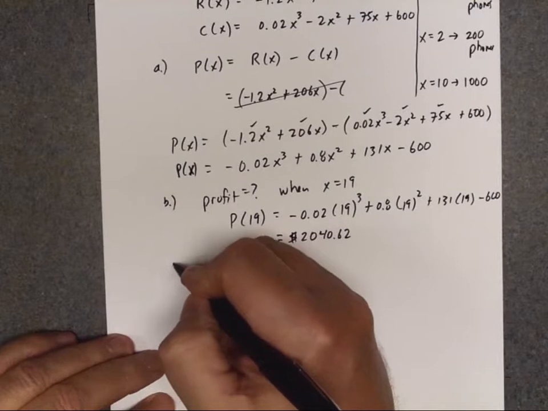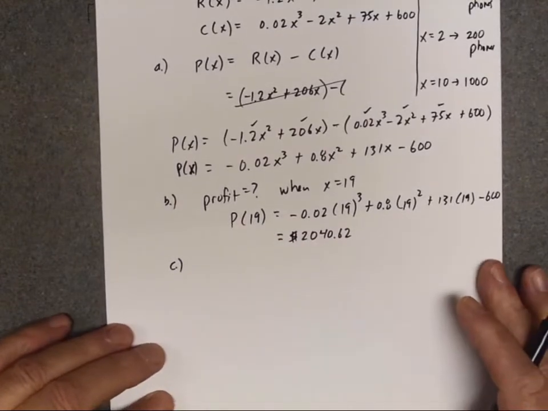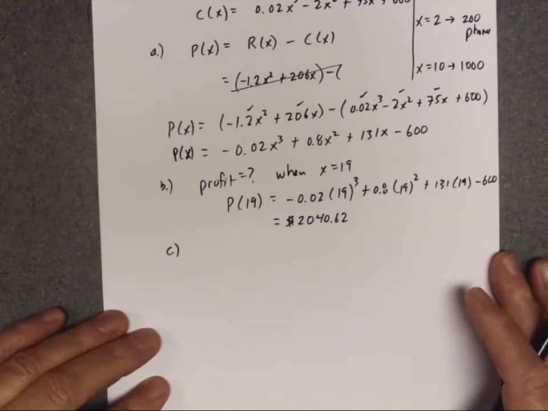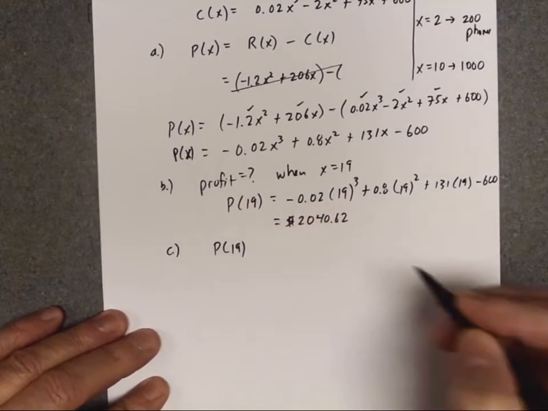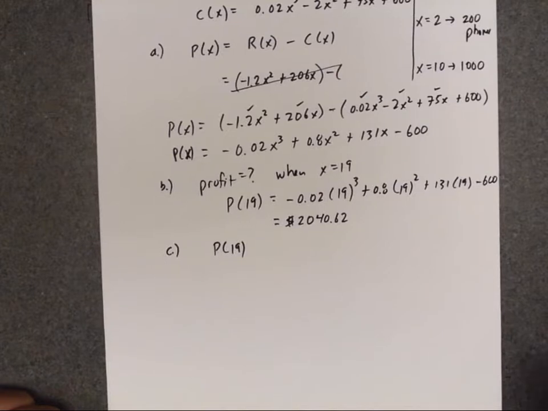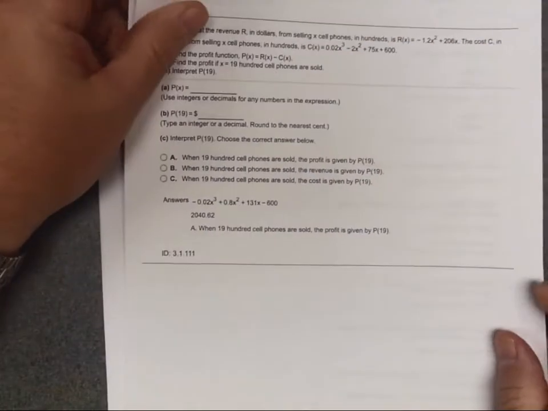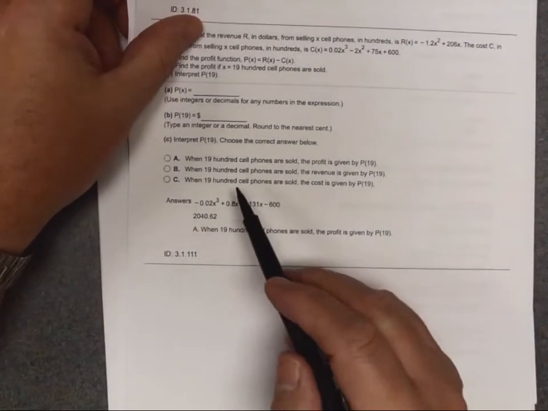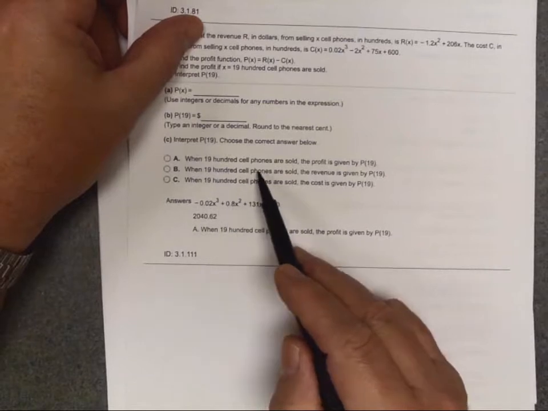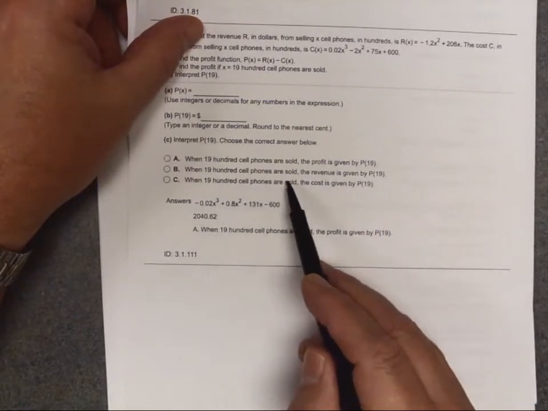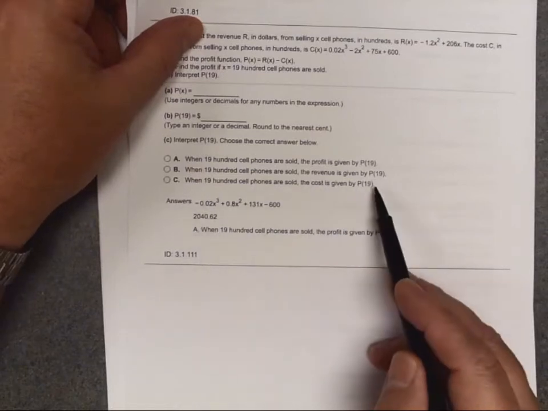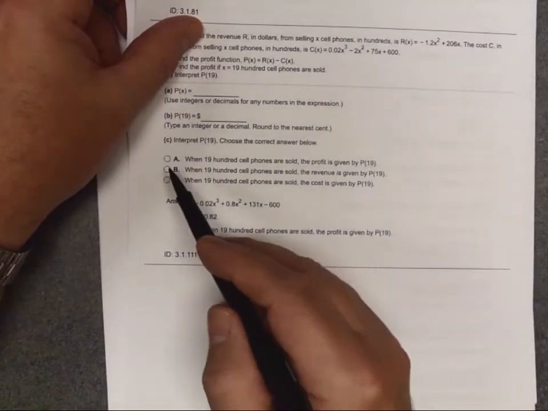And then part C, they do this thing where they say, interpret P of 19. What does P of 19 mean in sort of words? And actually, it's a multiple choice question. Here are your three choices. You can look at the question. A is when 1,900 cell phones are sold, the profit is given by P of 19. When 1,900 cell phones are sold, the revenue is given, and the cost is, wow, it's a pretty simple question, right? It's obviously going to be A.